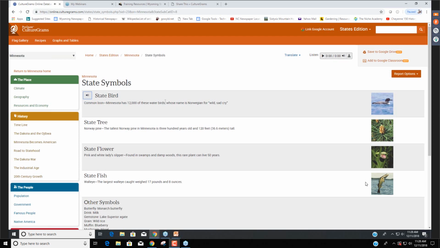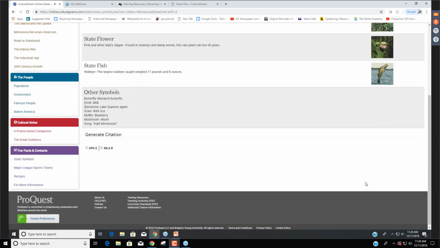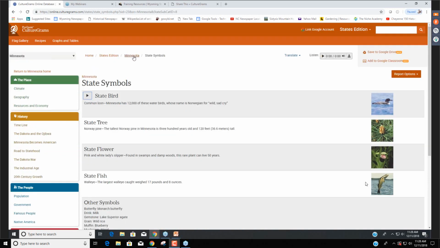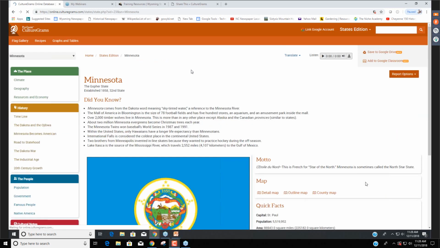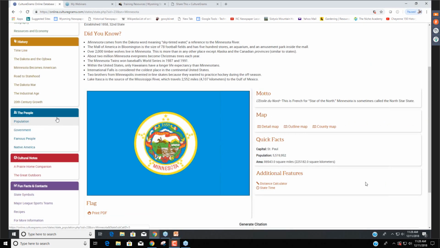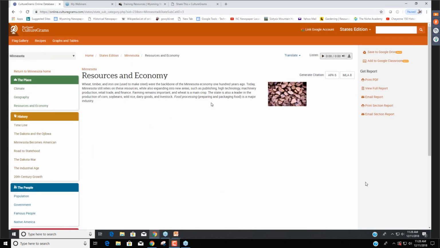They also list their other symbols, and many states have symbols that we don't have. For example, Minnesota has a state drink and a state grain, and Wyoming doesn't have those. I'm going to use the breadcrumbs to just go back to the main page for Minnesota. And you'll also see that they have things that you would expect to be here: population and government, resources and economy. And you'll see that they're just basic paragraphs in this upper elementary reading level.